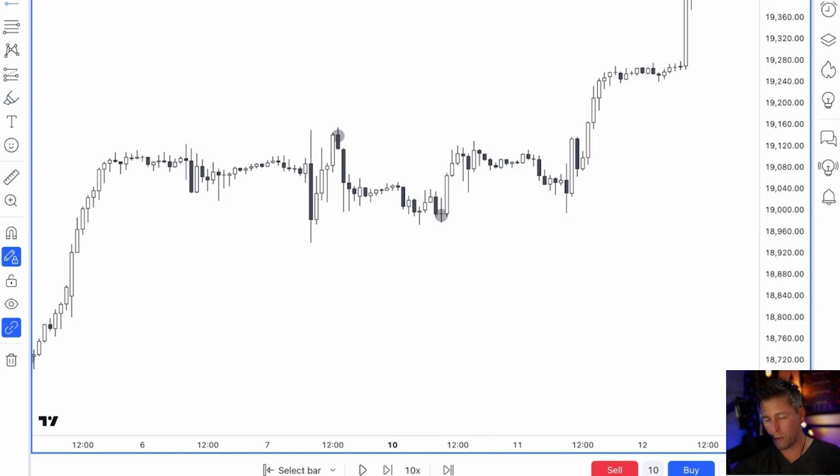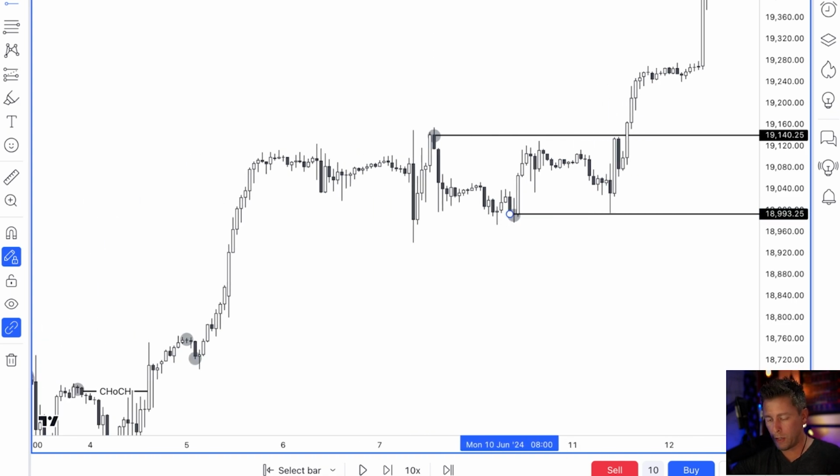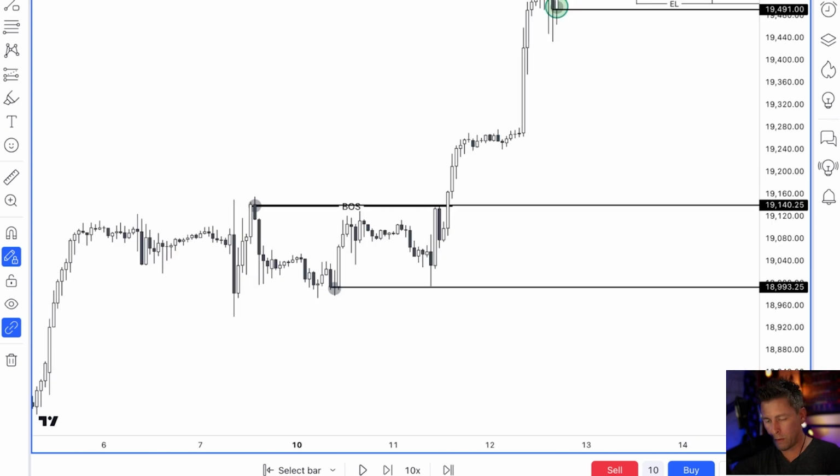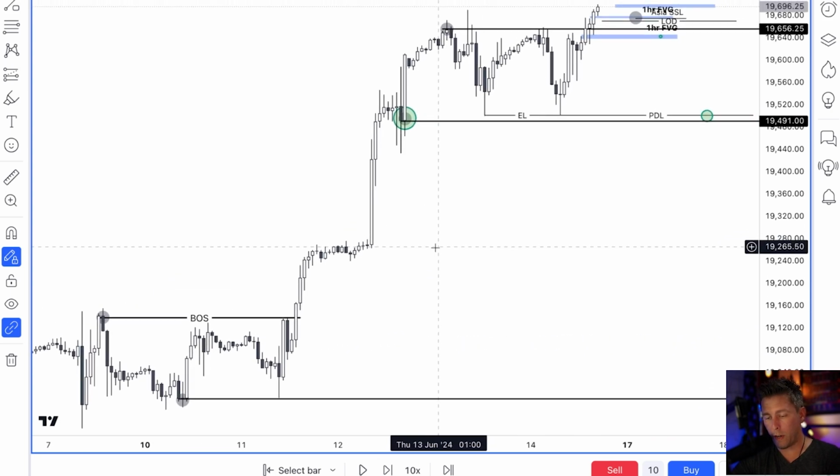So now we have a range. So we now have a range. And what does price do? Well, it continues the uptrend. So your break of structure and price is off to the races and pretty much just goes straight up.